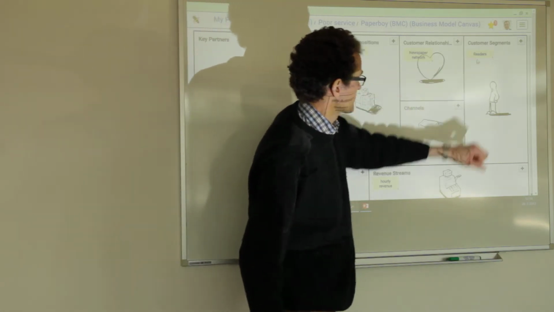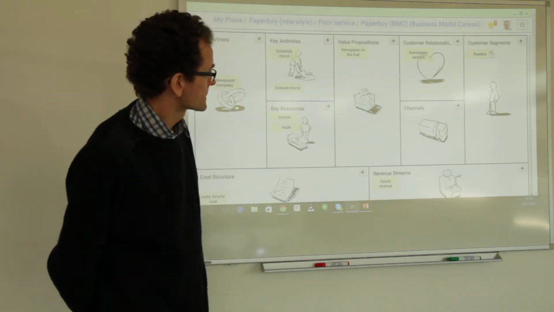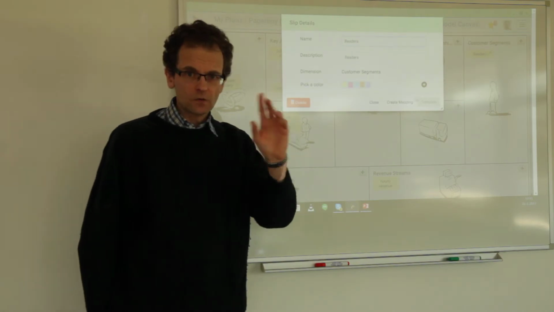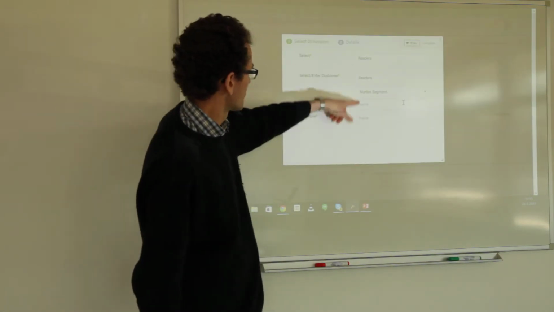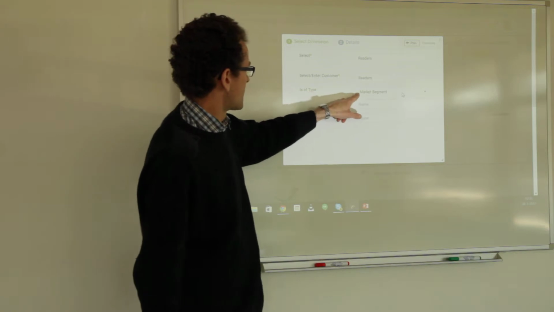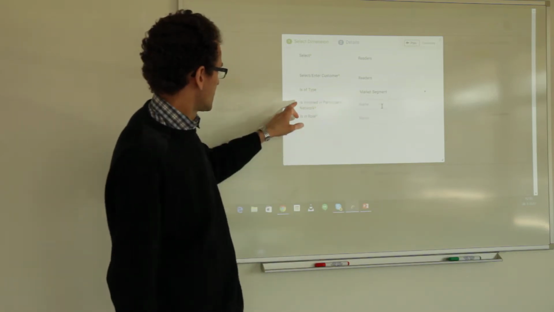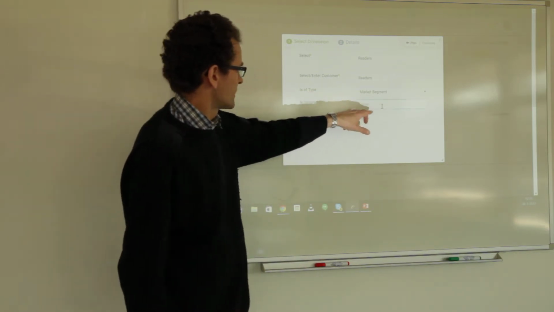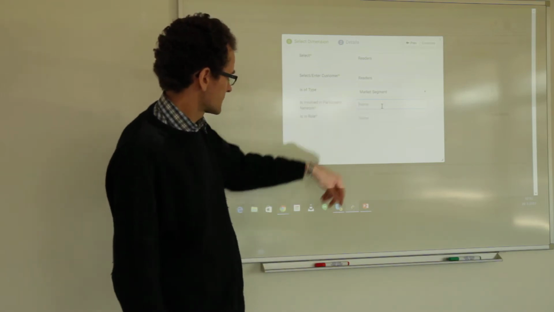So let's now map the readers. Over here you have only one option, so it goes more straight. Create mapping, you go straight here. Readers is of type market segment. That's okay. It's a market segment. It is involved in the participant network, the network that you have just created. Just enter something.